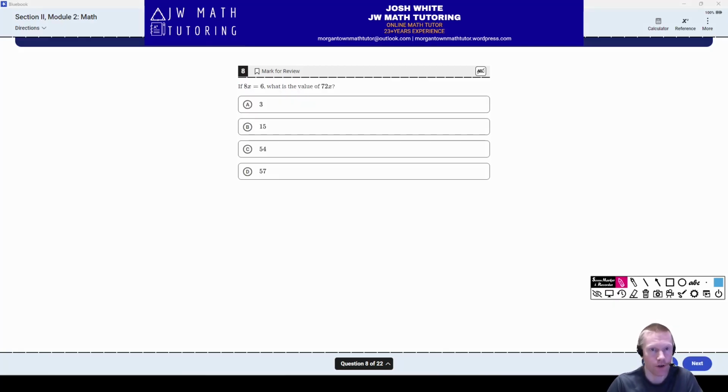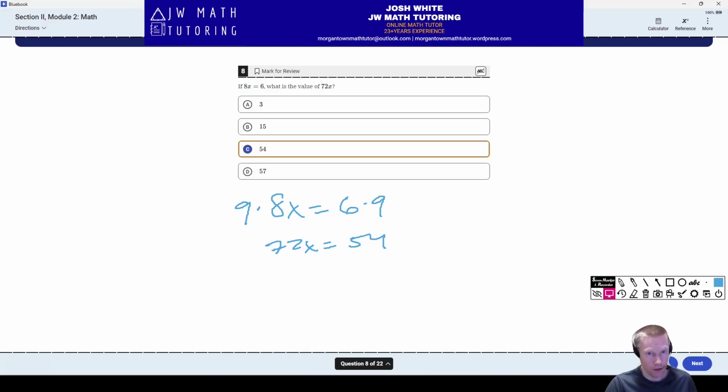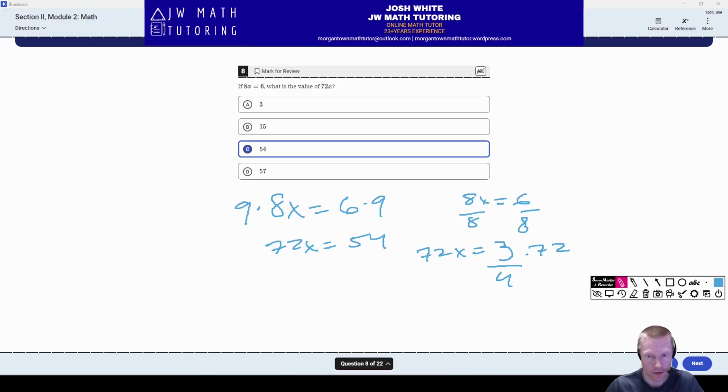Number 8, another linear equation, except they're not asking for x, they're asking for 72x. So I will show you. Quickest way to solve this is just go times 9 times 9 because they want 72x. So the answer is 54. However, if instead you solved this for x first and got 6 over 8, which is just 3/4, then you would just have to multiply it by 72, and you could go ahead and do this out. And again, it's going to be the same thing. It's going to be 54 because this goes into this 18 times. 3 times 18 is 54.